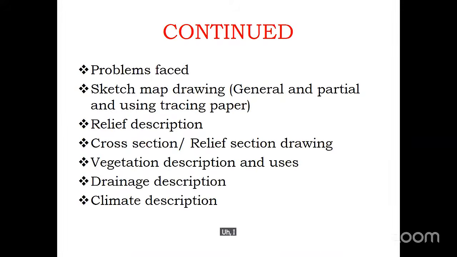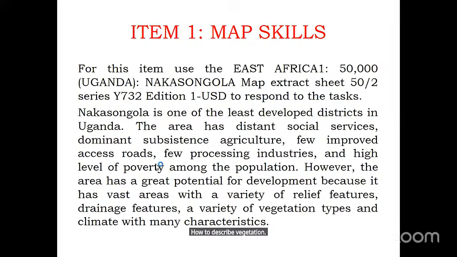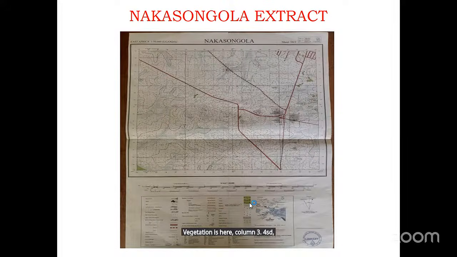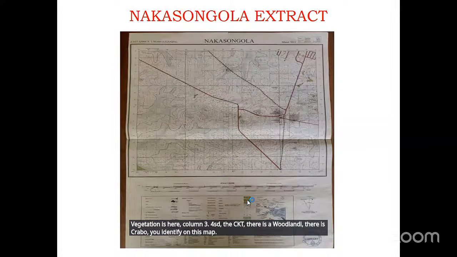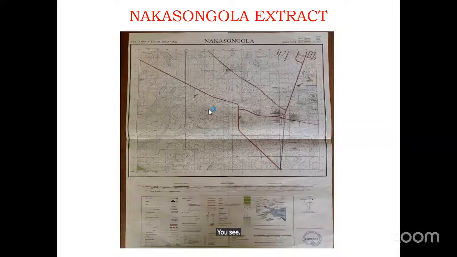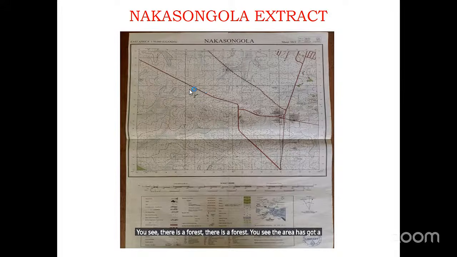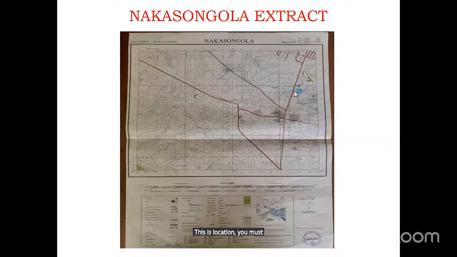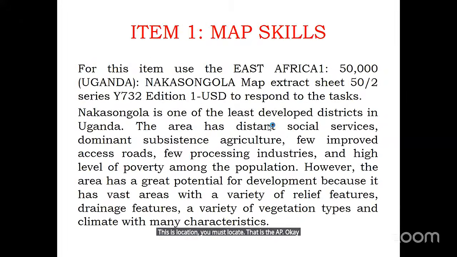We looked at vegetation. How to describe vegetation. Just look at this map here. Vegetation is here, column 3. Forest, there is thicket, there is woodland, there is scrub. You identify on this map. You see there is a forest. You say the area has got a forest and you take us where the forest is. The area has got a thicket and you take us where the thicket is. This is location, you must locate. Okay, that one is done.